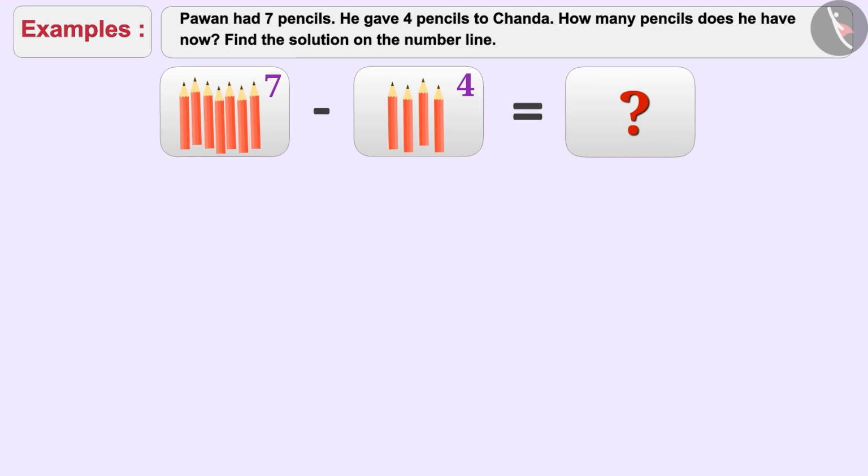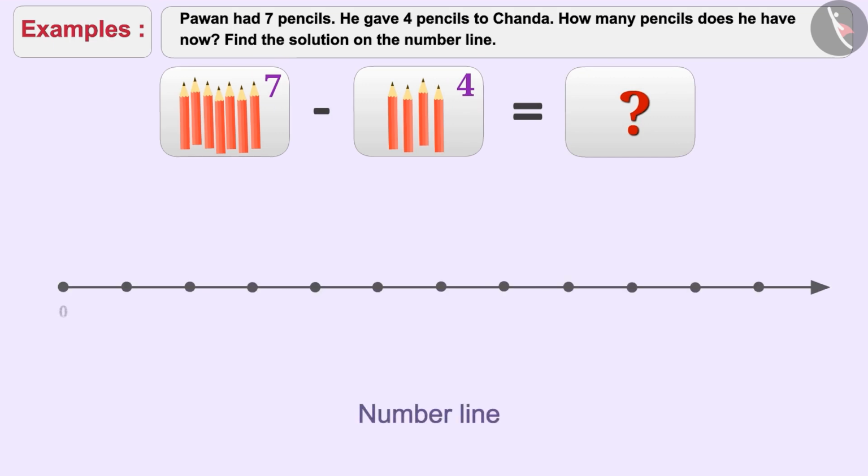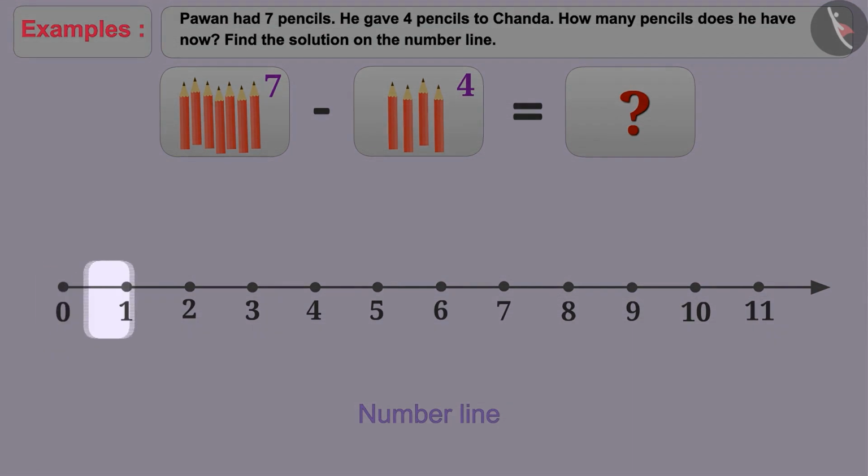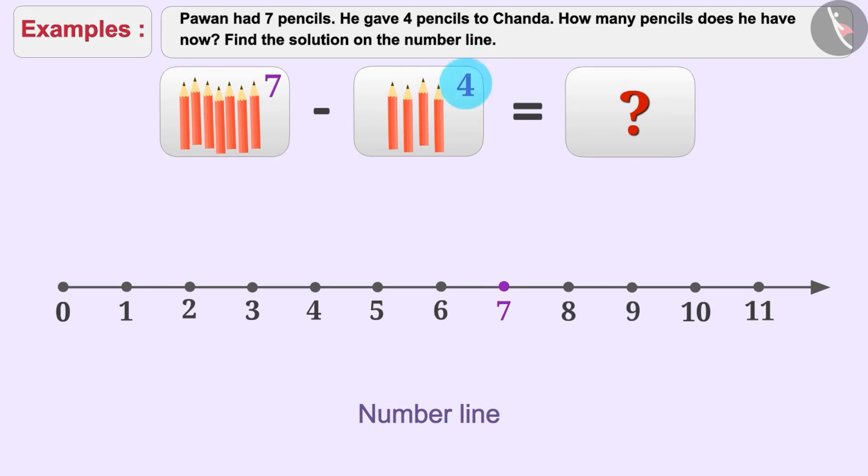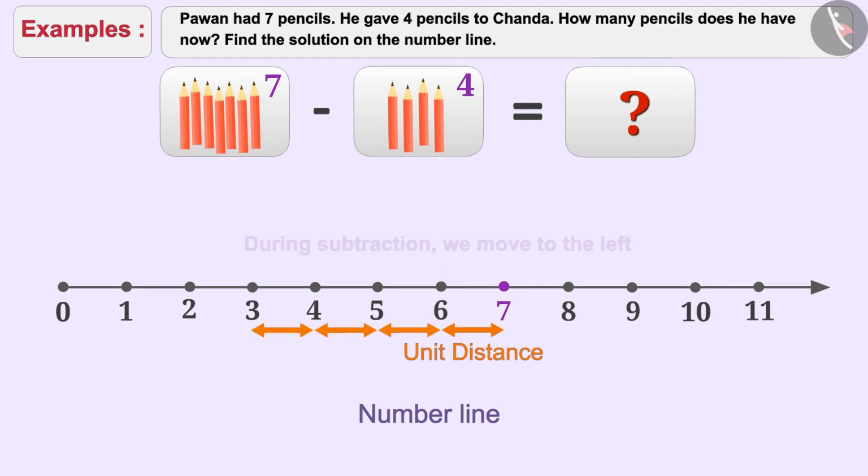Let's express it on the number line. Draw a number line and mark more than 7 numbers on it. Since the first number is 7, we will locate 7 on the number line. The second number is 4. So starting from 7, let's move 4 steps of unit distance each towards the left.